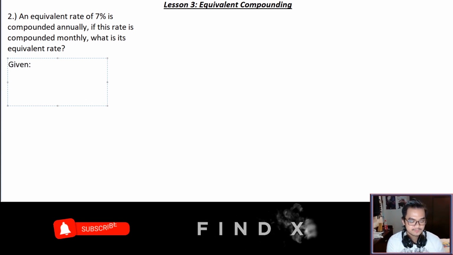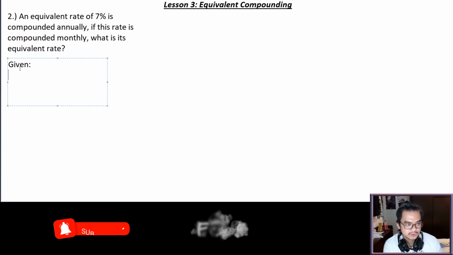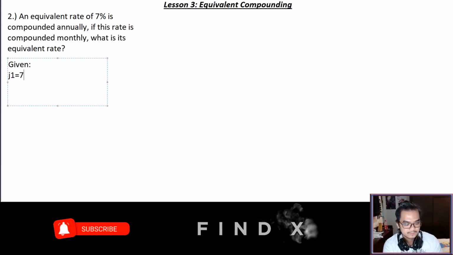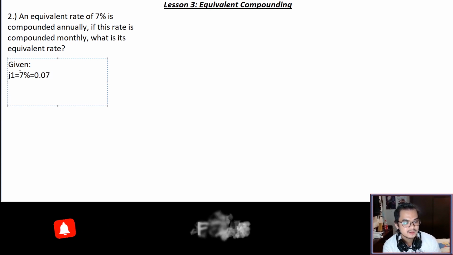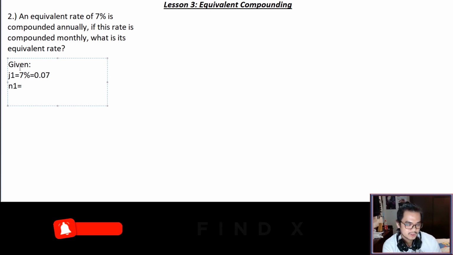Okay, so we have 7%. Again, we have the word compounded. Therefore, that must be a nominal rate, or what we use symbol for that is J, right? So J1 must be equal to 7%. Again, we cannot use 7%. We have to make it decimal. So that is 0.07. And then compounded annually. So our N1 will be what? Annually, so you are paying only how many times? Once a year. So that's 1.